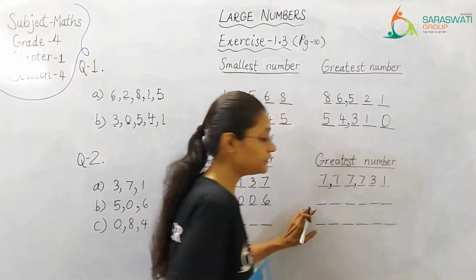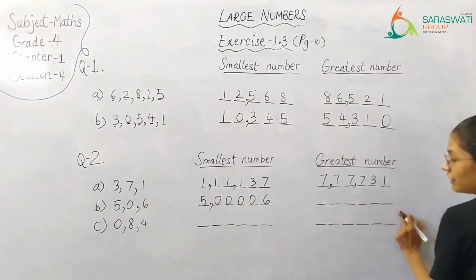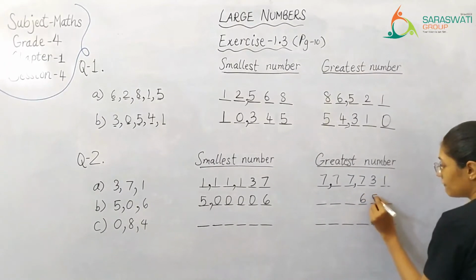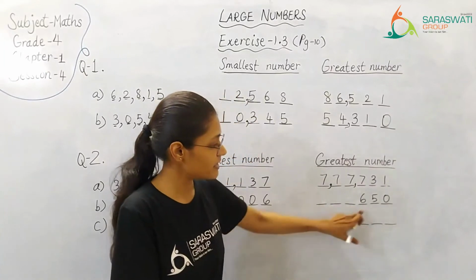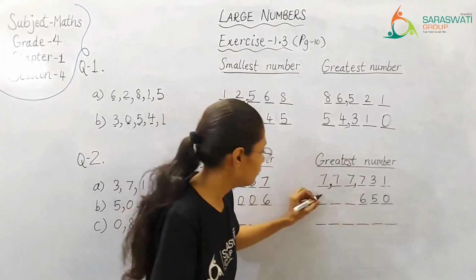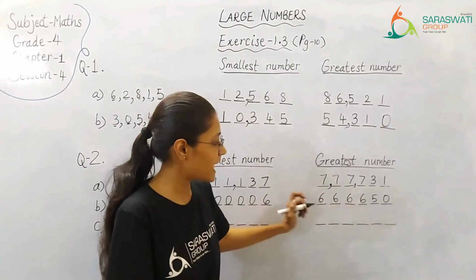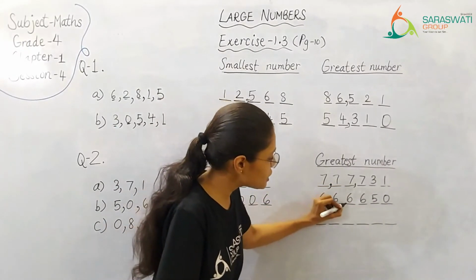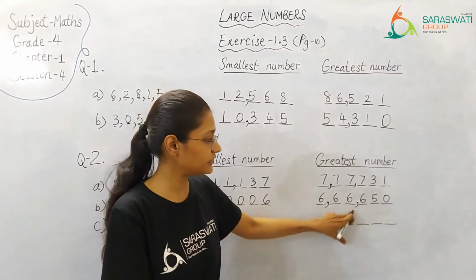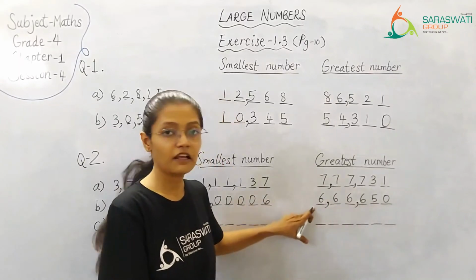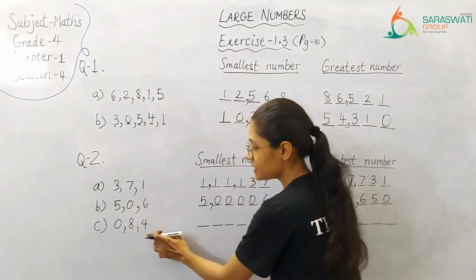And the greatest 6-digit number. So arranging them over here in the descending order, the order will be 6, 5 and 0. And over here repeating the digit which is having greatest value. So repeating 6 over here in these 3 places, we get this number as the greatest 6-digit number. And the number is 6,66,650.